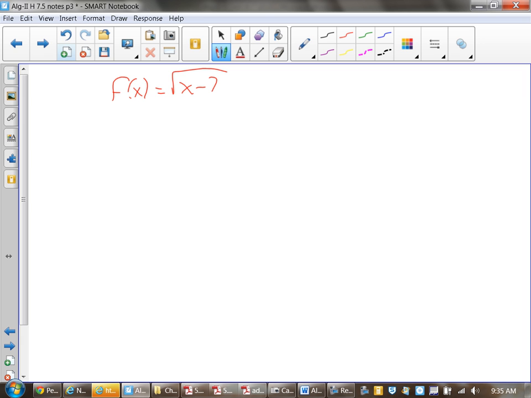What's your A, H, and K? A is 1, H is 7, K is 0. So you start your graph by plotting your parent function. In this case, it's just A square root x. So it's going to be at 0, 0, 1, 1, 4, and 2.